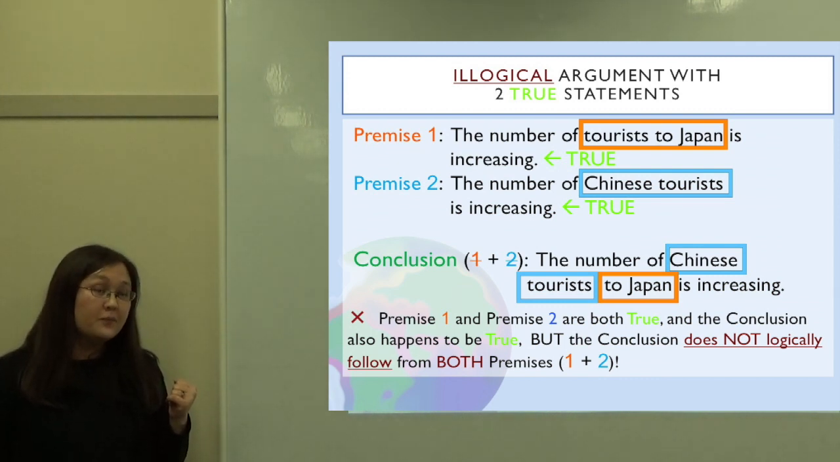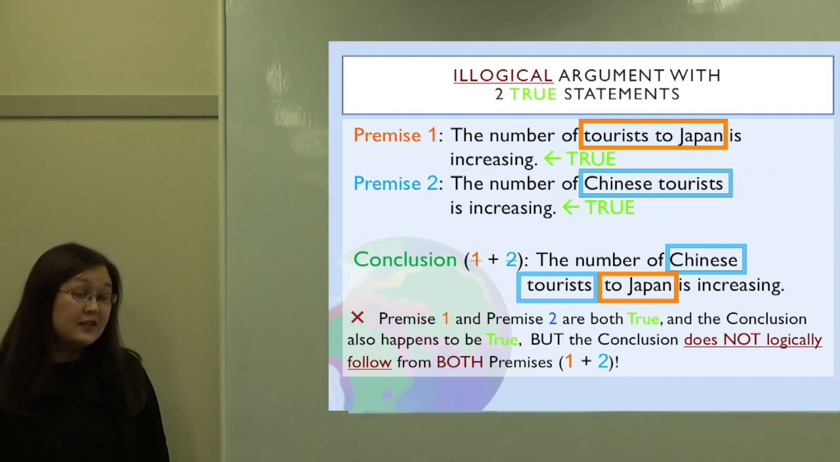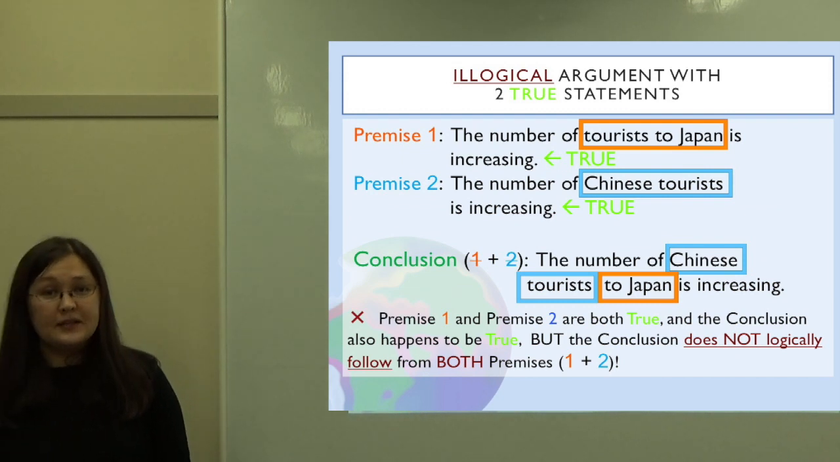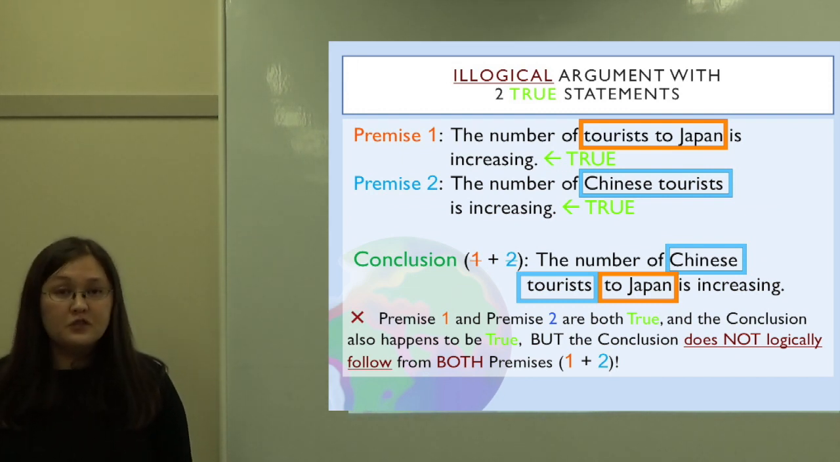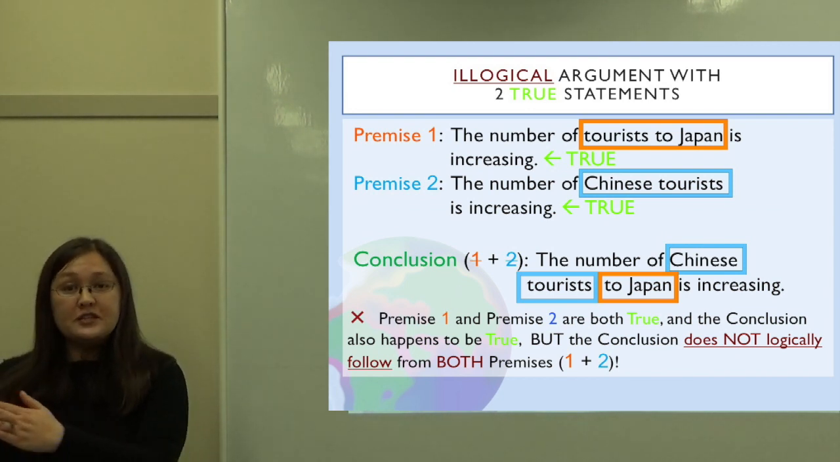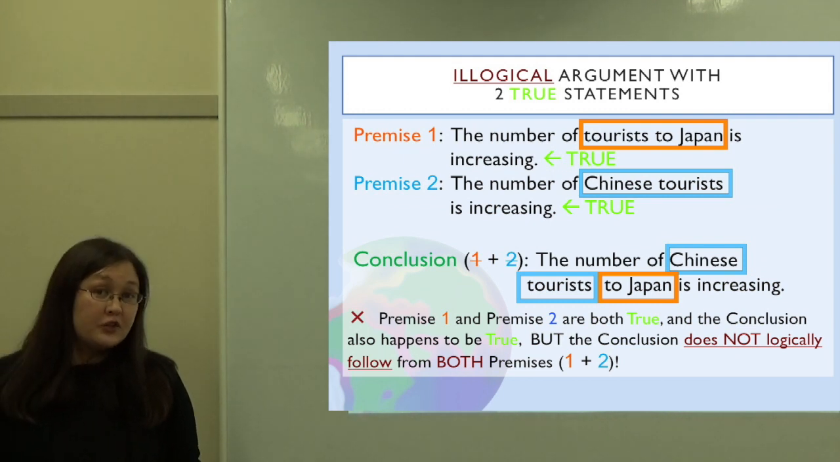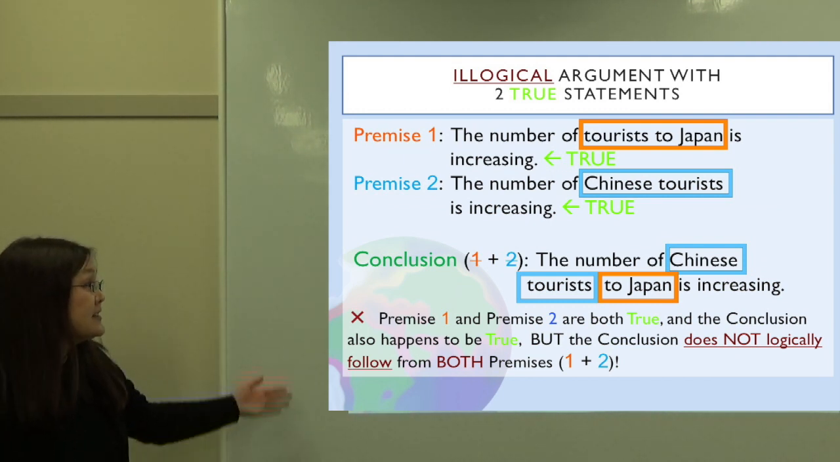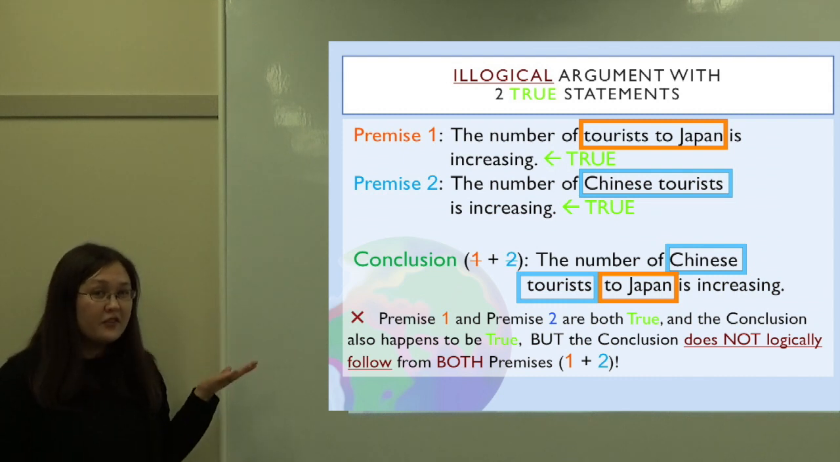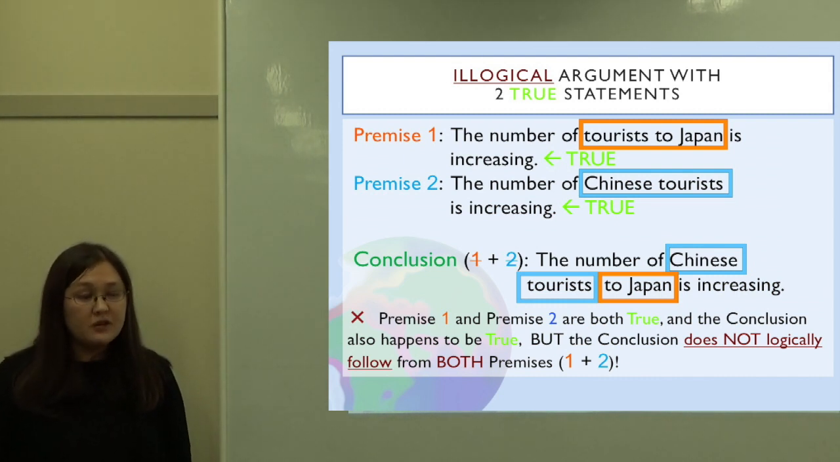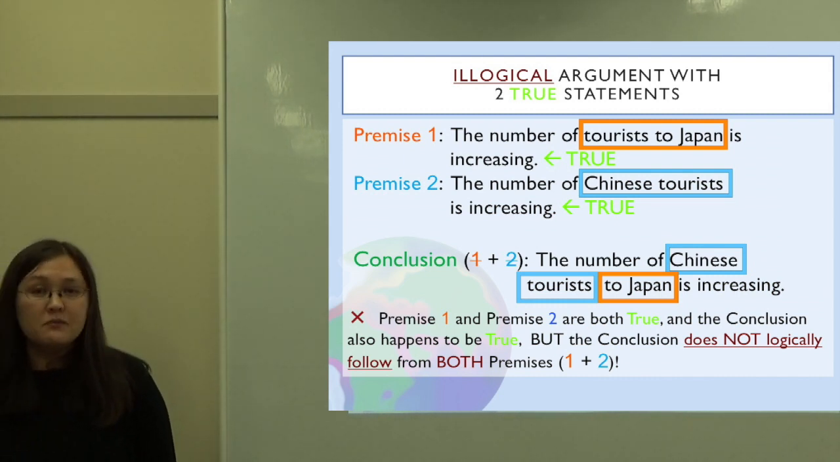We don't know. Premise 2, the number of Chinese tourists is increasing. In other words, the number of Chinese who go for tourism to other countries is increasing. But where do they go? They could go anywhere in the entire world. Maybe they are increasing in going to the UK. Maybe they're increasing in going to Russia. But it doesn't say in premise 2, where are they going? We don't know. Maybe some of them go to Japan, but maybe not.